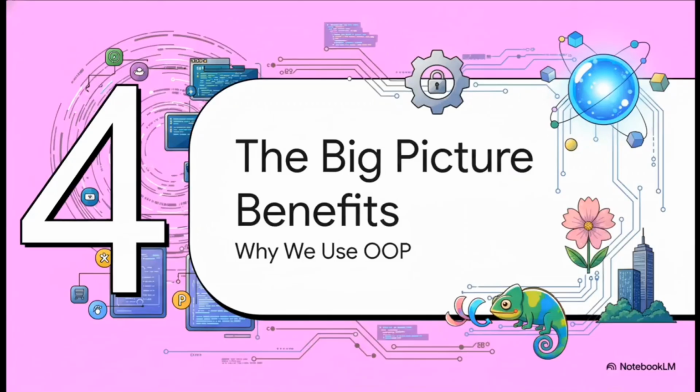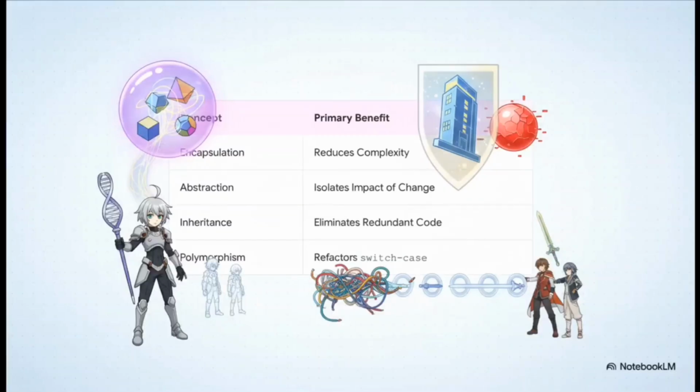What are the big picture benefits of using object-oriented programming? This table sums it up perfectly. Encapsulation reduces complexity. Abstraction isolates the impact of change. Inheritance eliminates redundant code. And polymorphism gets rid of those ugly conditional statements. Each pillar directly solves a common, frustrating problem in software development.